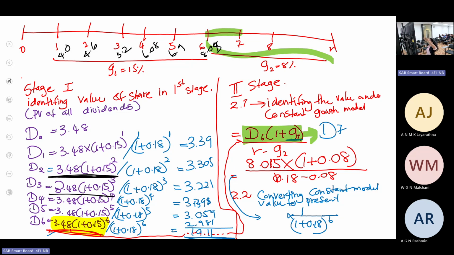Right? Why are we dividing? What I have done here is I have divided by 1.8 to the power 1, and so on, to 1.8 to the power 4. Right?